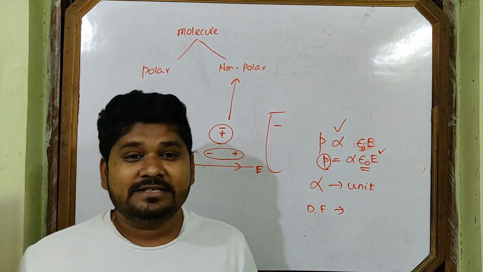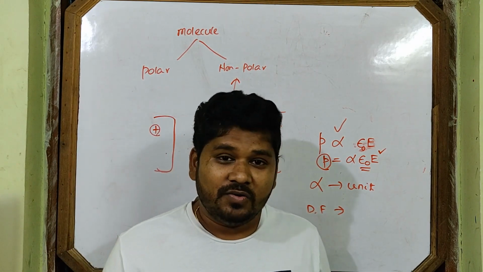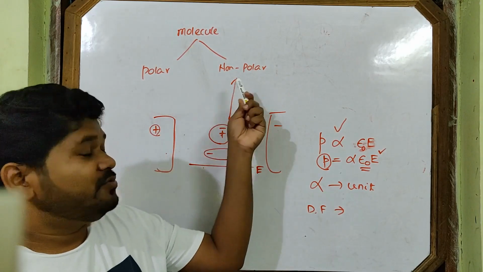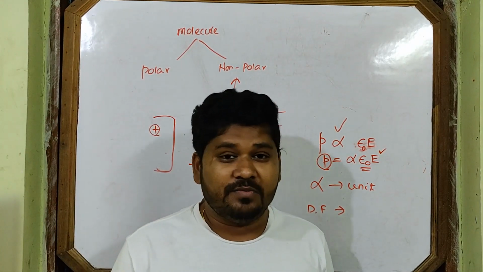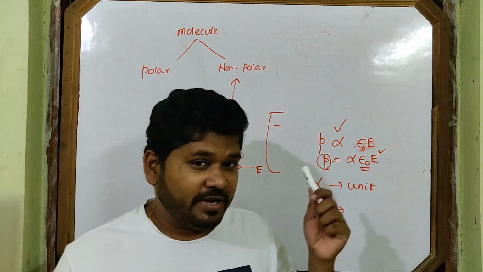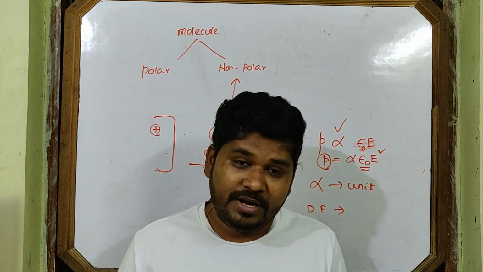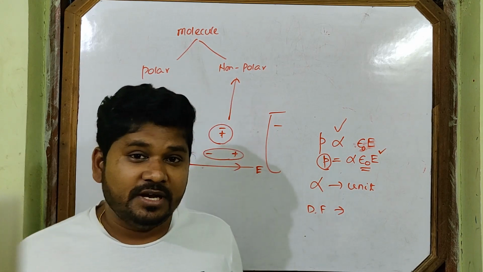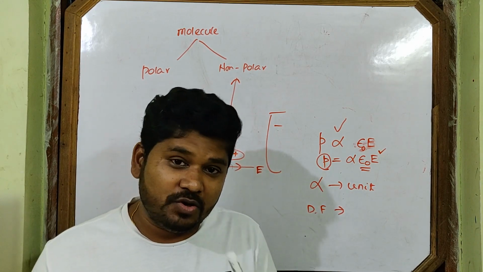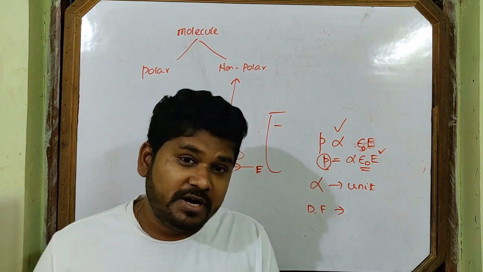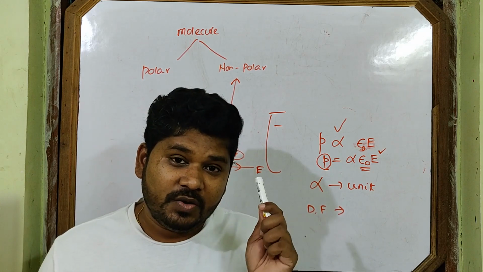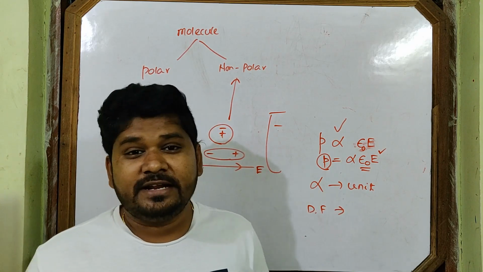So now this is about how molecules are classified into two types, polar and non-polar. Again I am telling you, a polar molecule means a molecule having permanent dipole moment. A non-polar molecule means a molecule having no permanent dipole moment, but a dipole moment can be induced when it is kept in an external electric field.